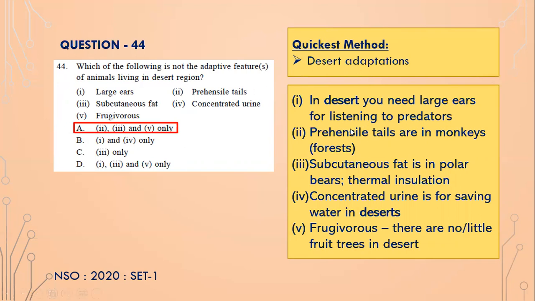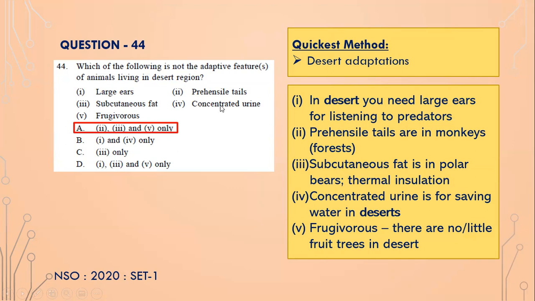Prehensile tails, no, you don't need prehensile tails in deserts. They are in monkeys in the forest, isn't it? Subcutaneous fat, you don't need that in desert because subcutaneous fat is basically thermal insulation. You need that in the polar regions, in the frigid zones, like polar bears. They have got subcutaneous fat.